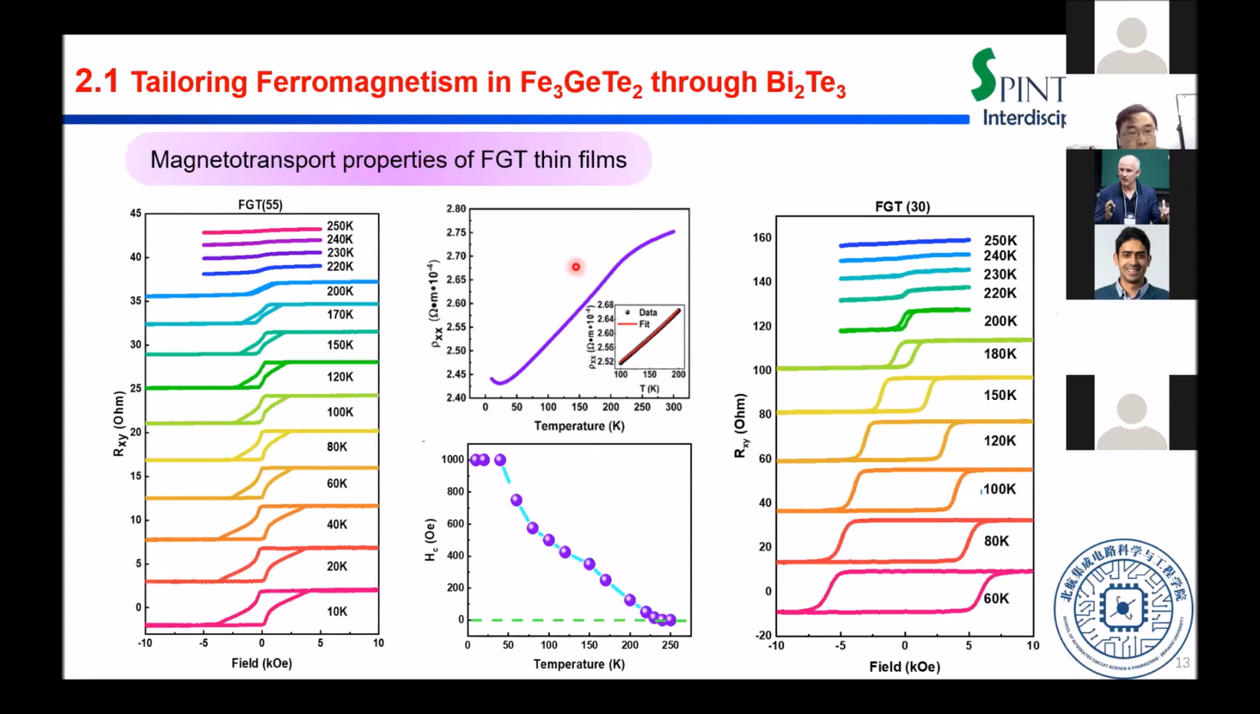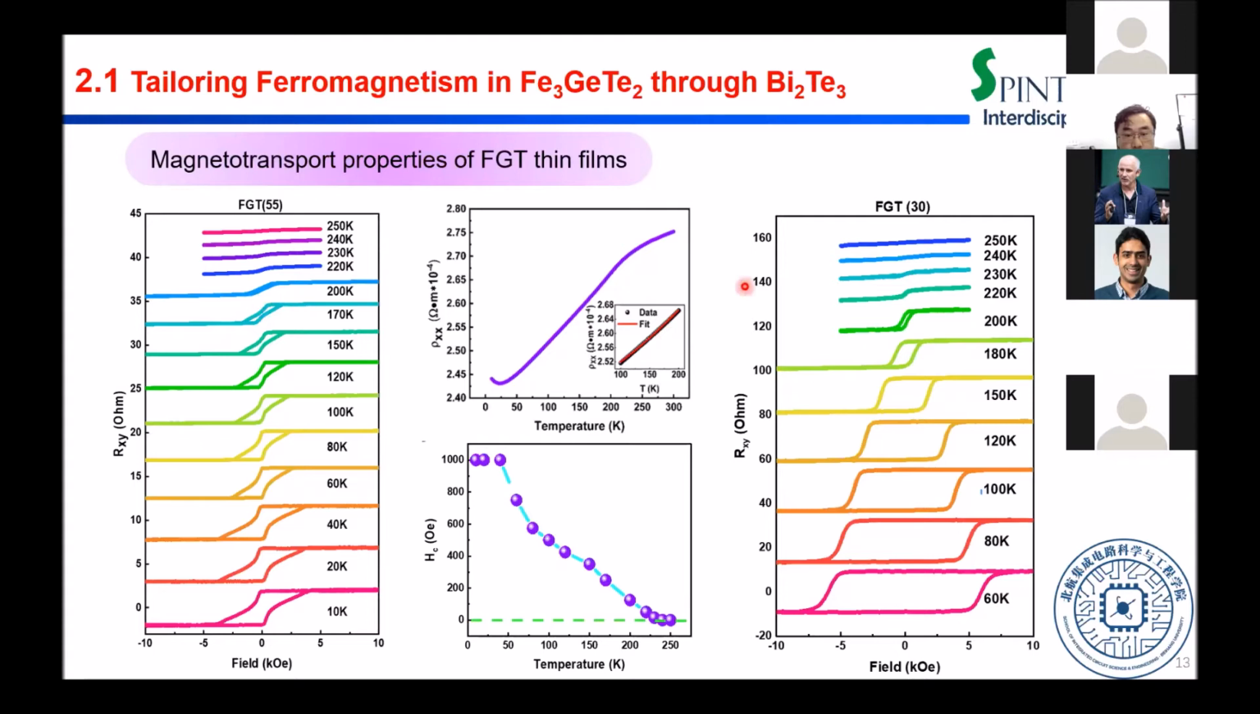We do the magnetic transport measurement to see the pure iron germanium telluride. It shows metallic behavior for this material. For 150 nanometer iron germanium telluride, its Curie temperature is around 220 Kelvin. And below the Curie temperature, we see very clear hysteresis loops. Also, very interestingly, close to this, the coercivity shows a shrinking behavior. That's because a domain structure formed.